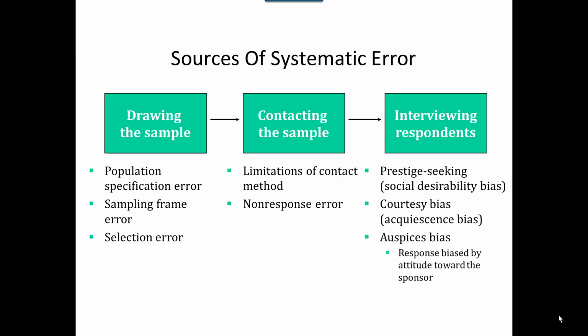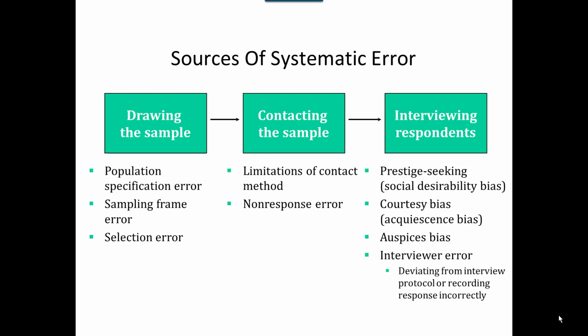Auspices bias refers to the bias due to the respondent's attitude towards the sponsor of the study. If you, as a researcher, identify the sponsor, this will bring into play the respondent's attitude towards the sponsor. The attitude may be positive or negative, but in either case, it can influence the responses and create a bias. It can also lead to non-response error. So we generally do not identify the sponsor unless it is unavoidable.